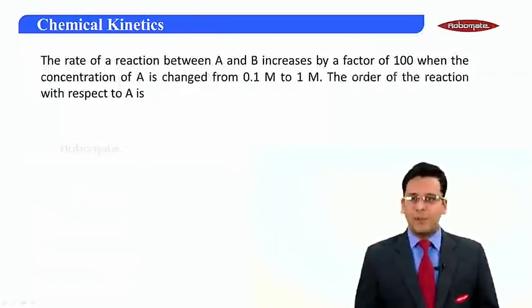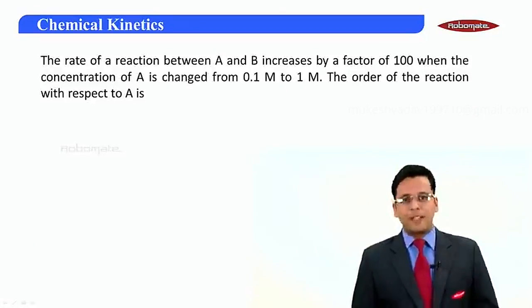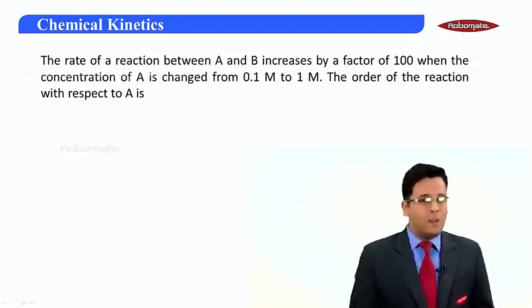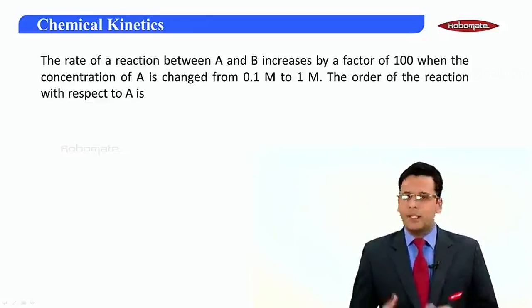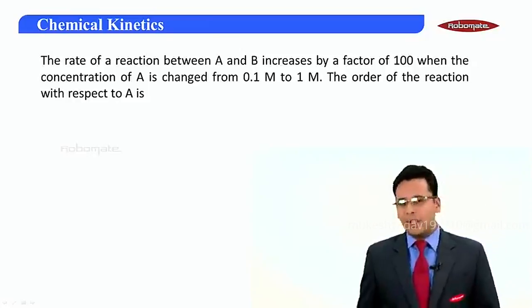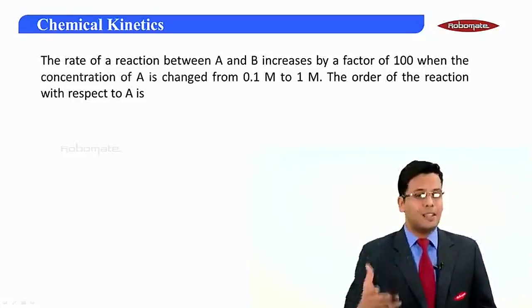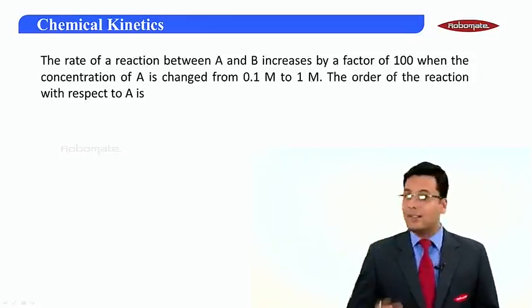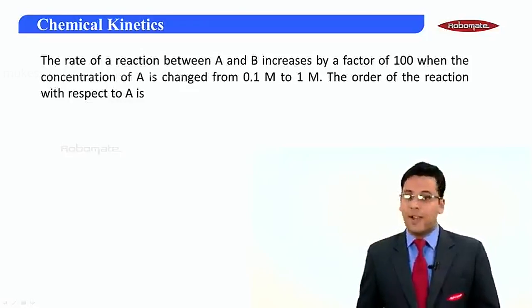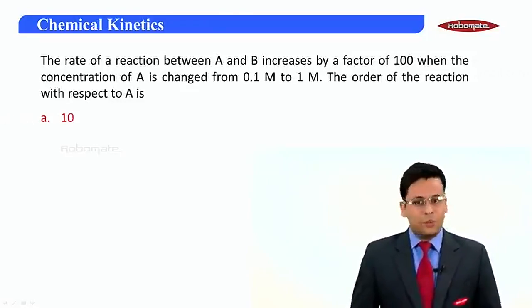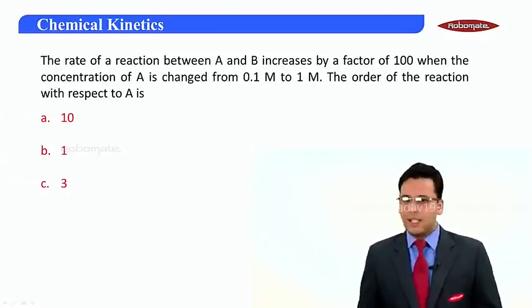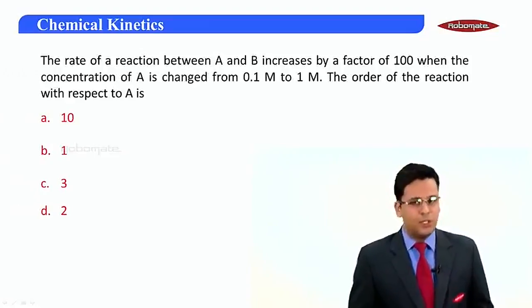The rate of a reaction between A and B increases by a factor of 100 when the concentration of A is changed from 0.1 molar to 1 molar. The order of the reaction with respect to A is, so we have been told that when the concentration of A is increased 10 times from 0.1 to 1, the rate increases by a factor of 100. So here the options are A 10, B 1, C 3 and D 2.